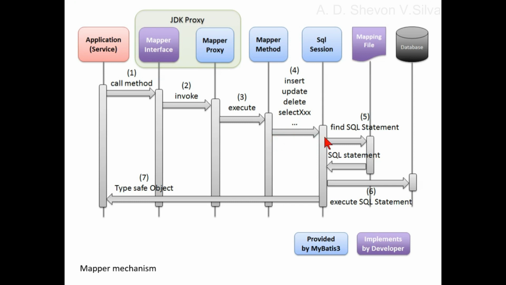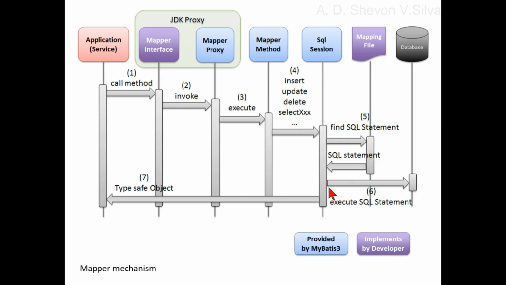When the SQL session method is called, a key, hereafter referred to as the statement ID, is passed in order to specify the SQL statement to be executed. 5. The SQL session fetches the SQL statement from the mapping file using the specified statement ID as key. 6. The SQL session sets the value of the bind variable specified in the SQL statement fetched from the mapping file and executes the SQL.